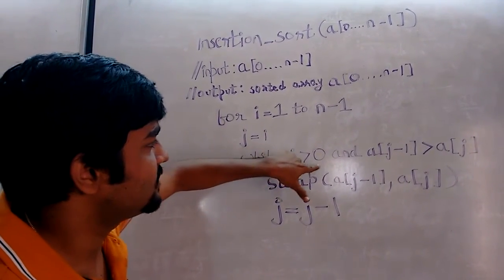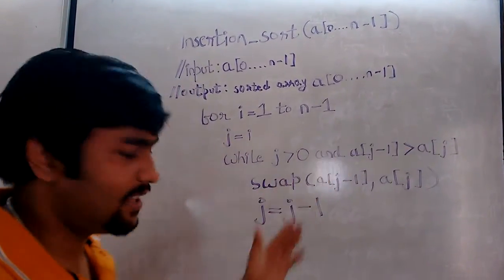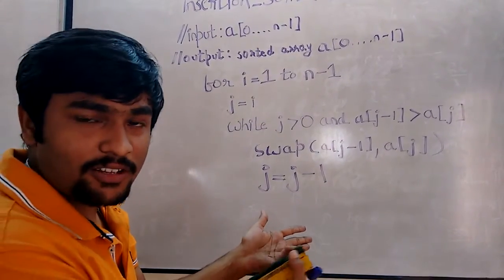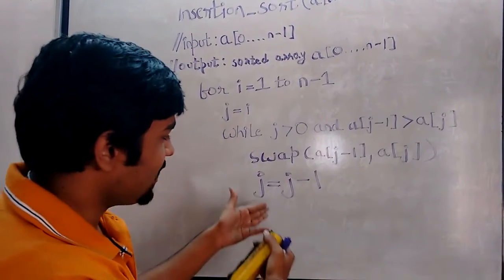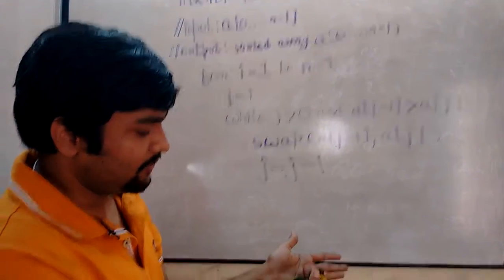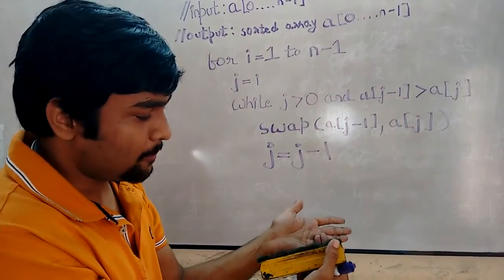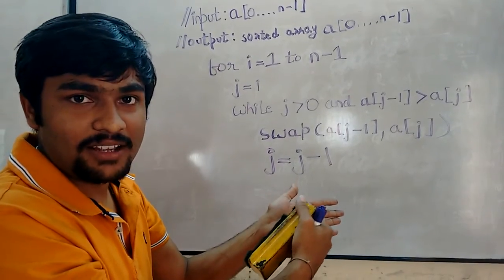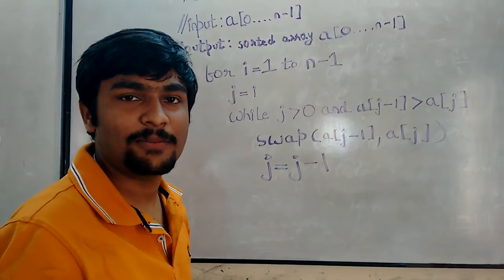Now, while j is greater than 0 and a of j minus 1 is greater than a of j, this means that while the current number is lesser than the numbers to its left, you keep swapping. That's what this means. And you keep decrementing j. So basically, if it was 1, 3, 2 and you're at 2, it compares 2 with 3, it's lesser, so it swaps. Then it sees 2 and 1. 2 is greater than 1, so it stops. Now you'll understand better when I explain with an example.